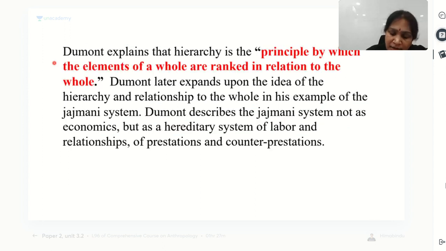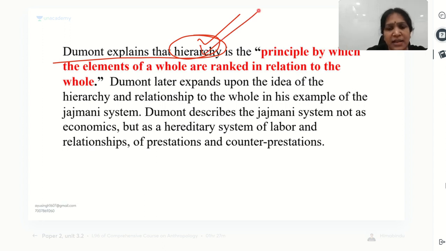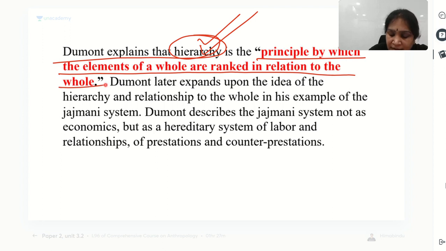Then Dumont explained that hierarchy is, here he is defining hierarchy, but we studied it already. We know that. Let us see what it is in his language. The principle by which the elements of a whole are ranked in relation to the whole. Understood? His language, okay? Understood?